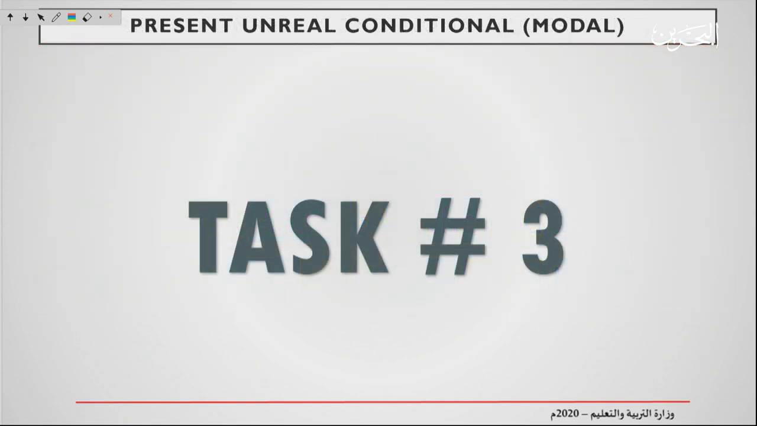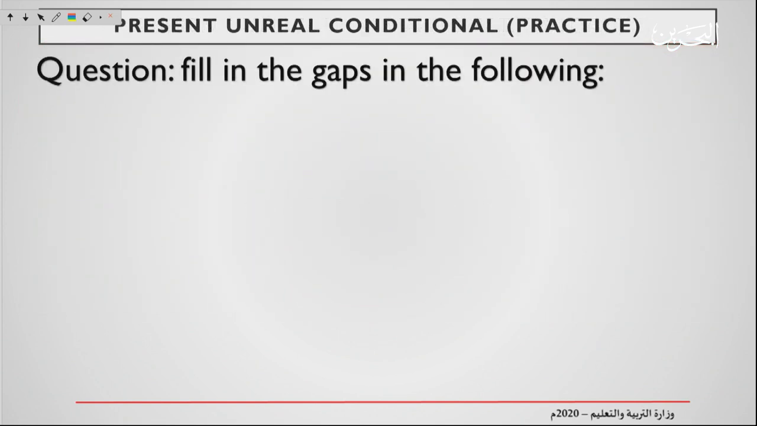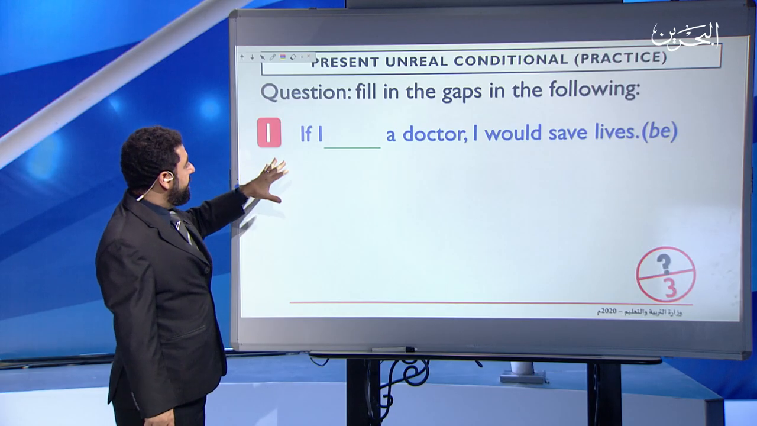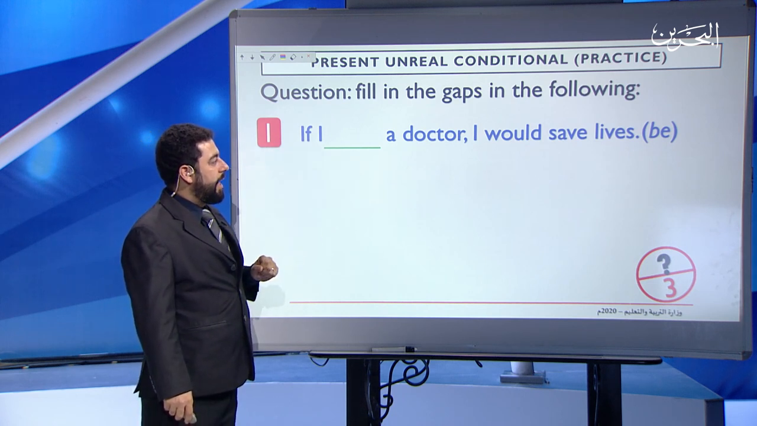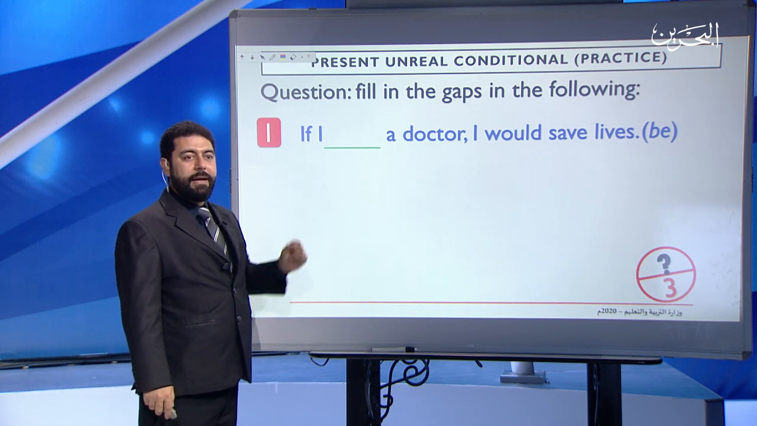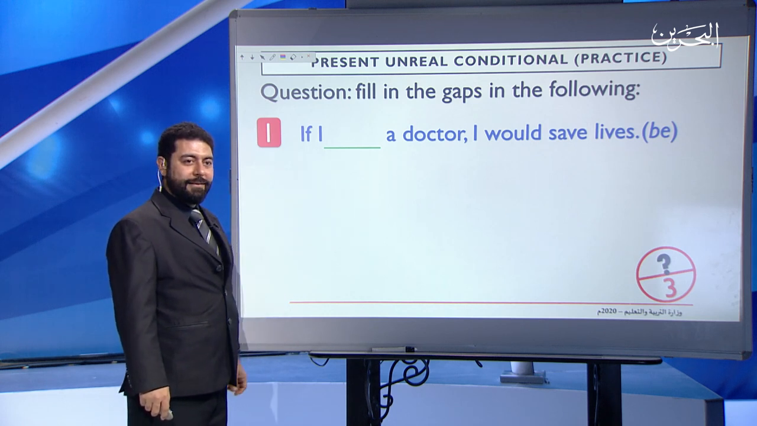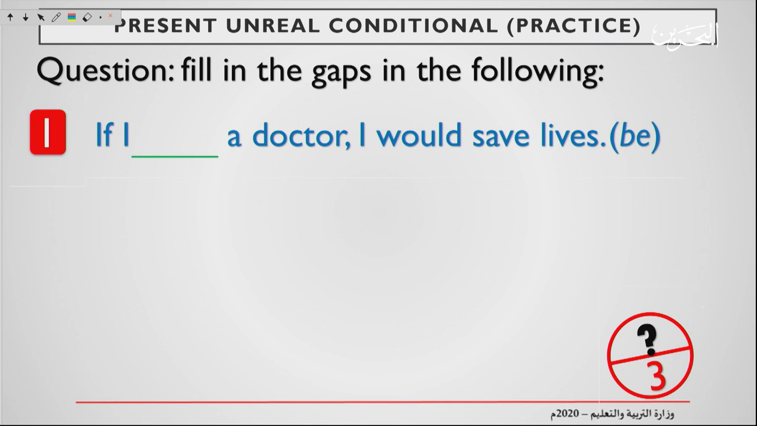Now, let's have a quick task. Fill in the gaps in the following. And you have a mark of three. Number one, if I gap a doctor, I would save lives. And you have to use the verb be between parentheses. You have 5 seconds. Easy one. Let's check it. If I were, with be, you have to use were.